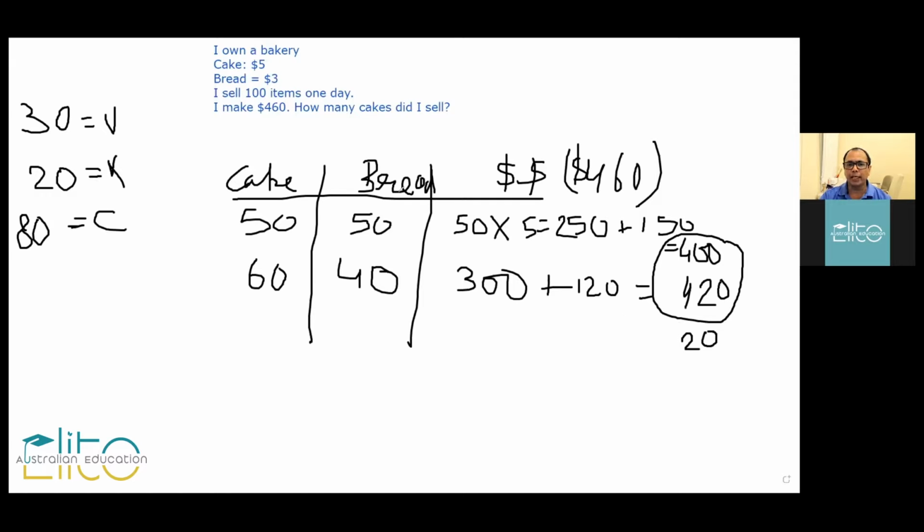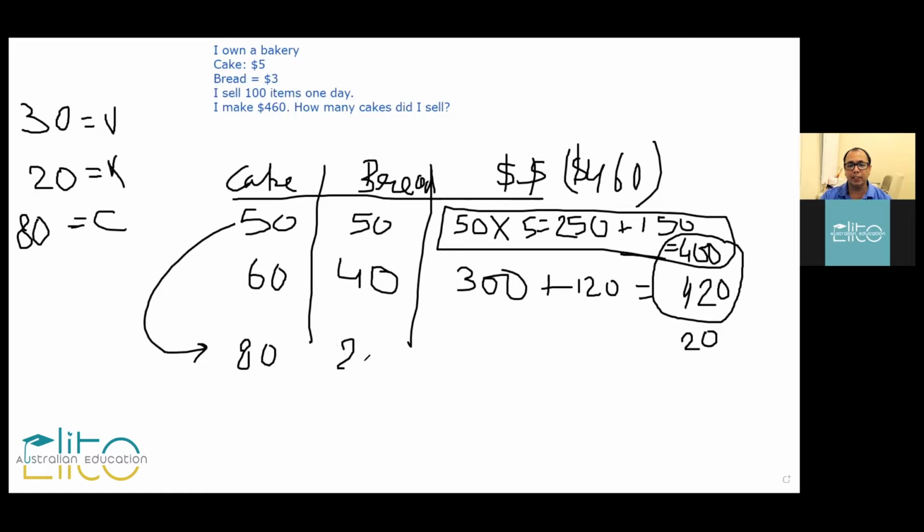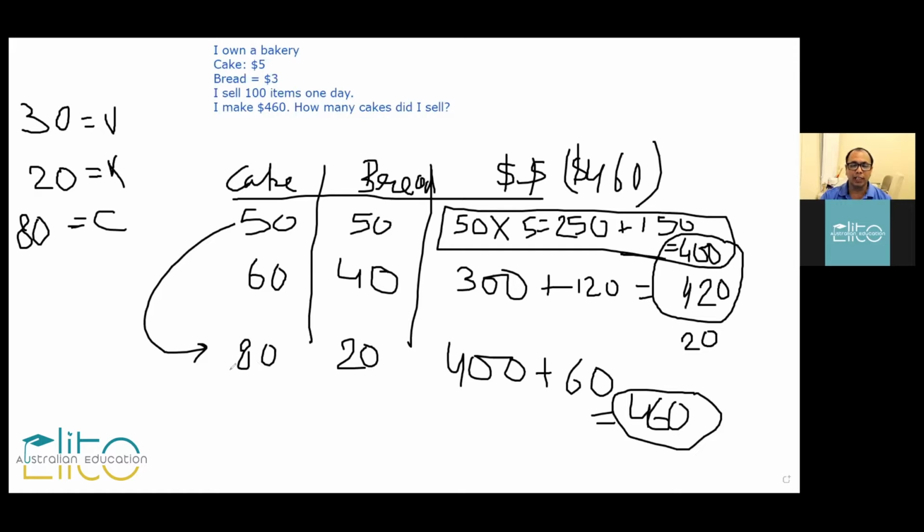The amount of money I needed to increase was by 60 from the first one. So I will have to increase the cakes by 30, which is 80 and 20. 80 times 5 is 400 and 20 times 3 is 60, which gives me 460. So I sold 80 cakes. Well done, Cheryl.